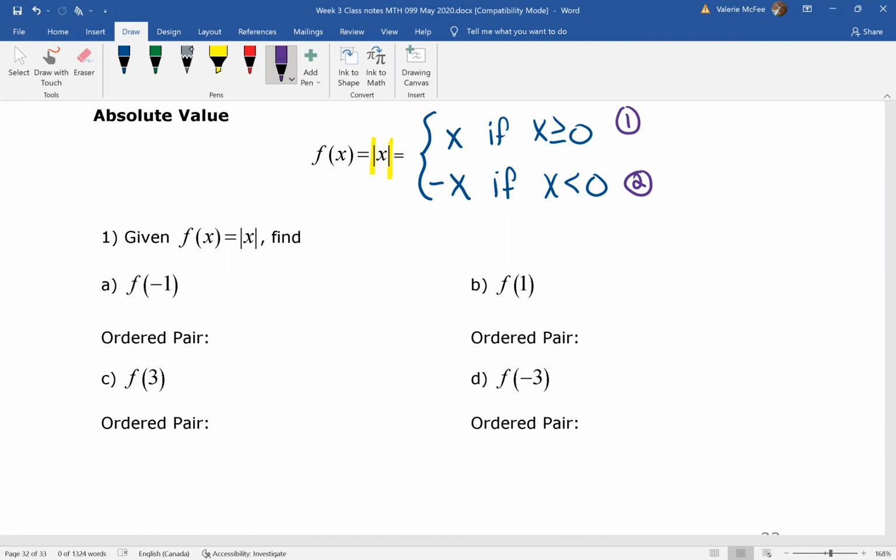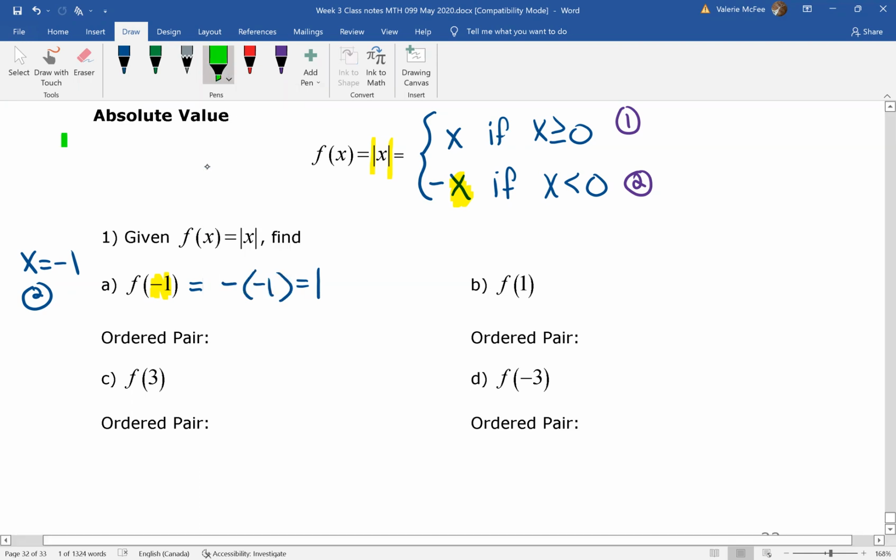When I look at question 1a, we have x equals negative 1. Am I going to use part 1 or part 2? I'm going to use part 2 because x is less than 0. So that means my definition then, I'm going to substitute that negative 1 here. I'm looking at the opposite of negative 1, which is positive 1.